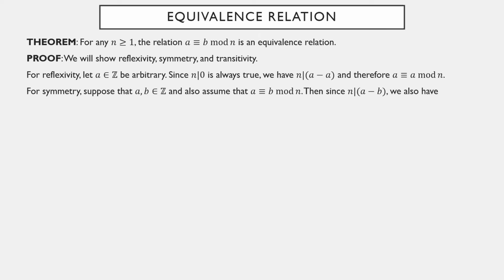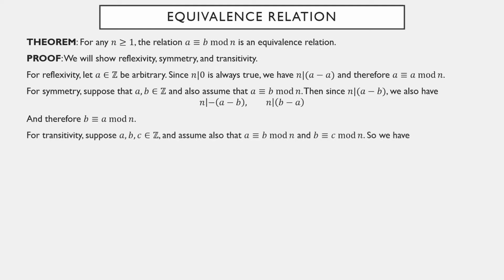For symmetry, suppose that a is equivalent to b modulo n. What we need to show is that b is equivalent to a. But if a is equivalent to b modulo n, by definition, n must be a factor of the difference a minus b. Therefore, n is a factor of negative 1 times that. Remember, factoring does not care about multiplication by negative 1. So if n is a factor of a minus b, it must be a factor of negative (a minus b), which once you distribute is b minus a. But if n is a factor of b minus a, then by definition, b is equivalent to a modulo n. So we've established symmetry. When a is equivalent to b modulo n, b must be equivalent to a modulo n.